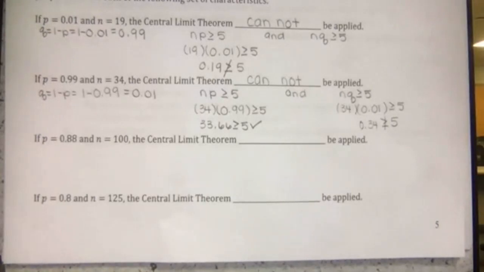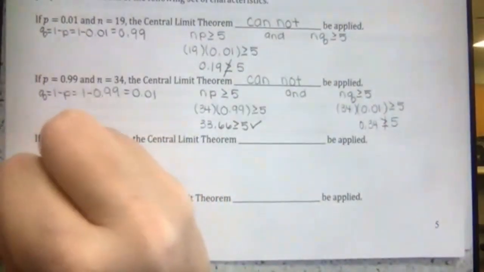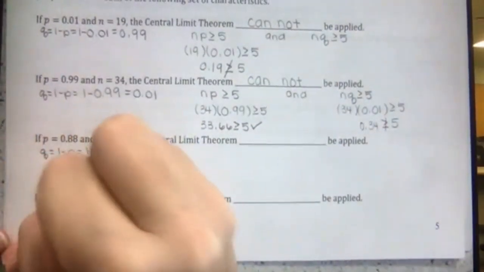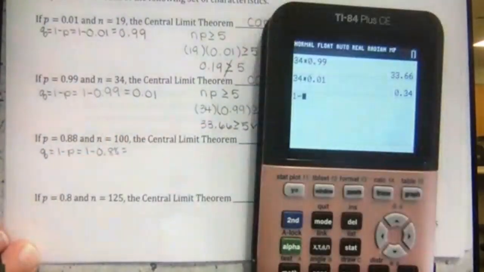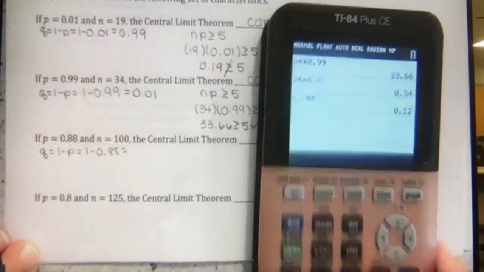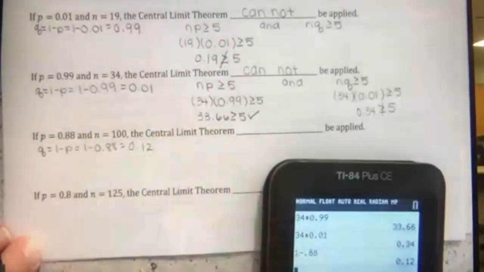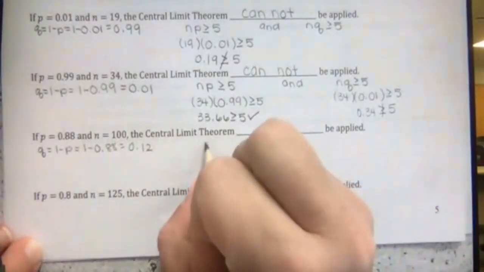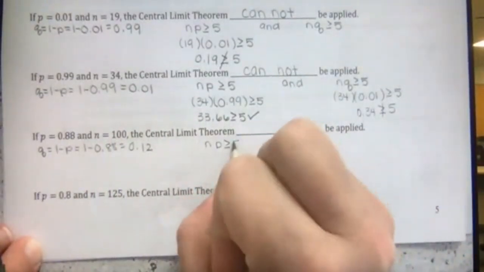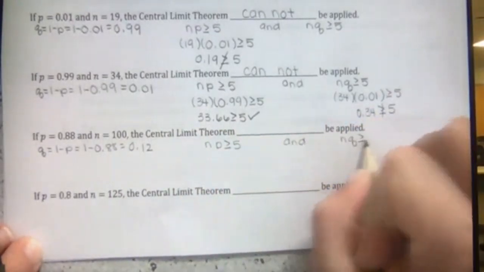Same thing for the next one. If the p value is 0.88, that means our q value is 1 minus p. So 1 minus 0.88, and we get 0.12. The n value is 100. Can the central limit theorem be applied? So n times p has to be greater than or equal to 5, and n times q has to be greater than or equal to 5.